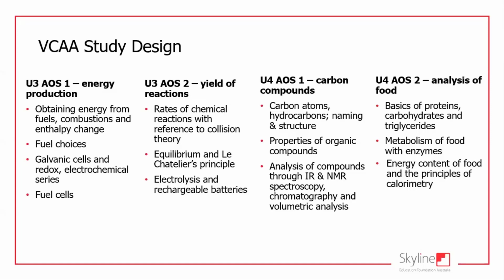And in this study design, we have 2 areas of study for each unit, Unit 3 and Unit 4. So Unit 3, Area of Study 1, is about energy production. And this ranges from everything from fuels, like undergoing combustion, to types of fuels, so our biofuels compared to our petrodiesel, also galvanic cells and redox in our electrochemical series, as well as fuel cells.